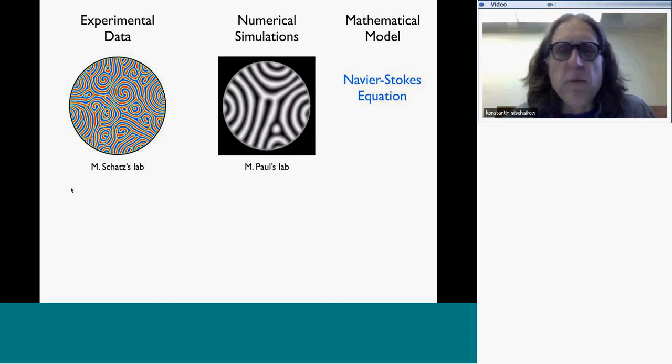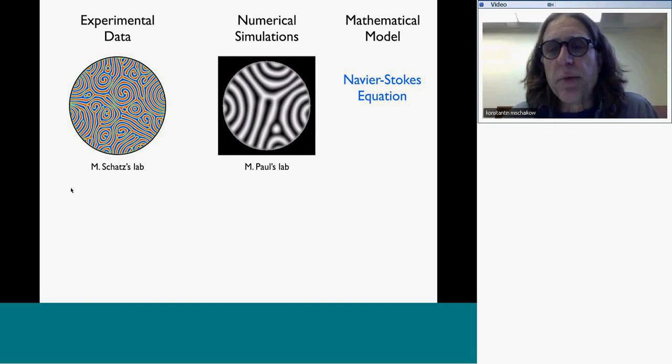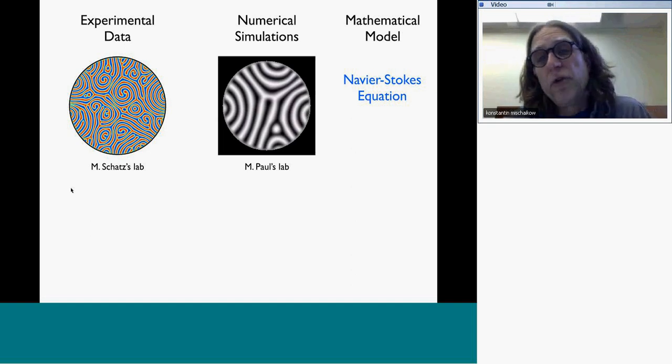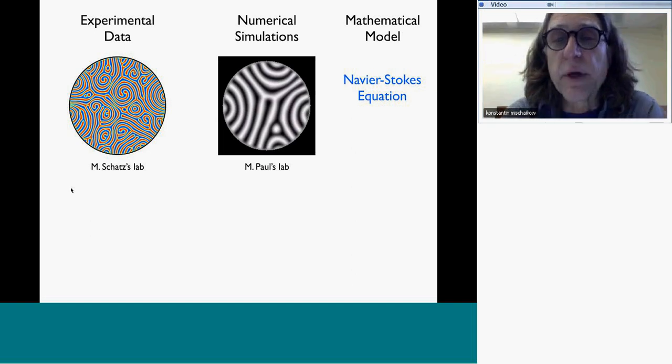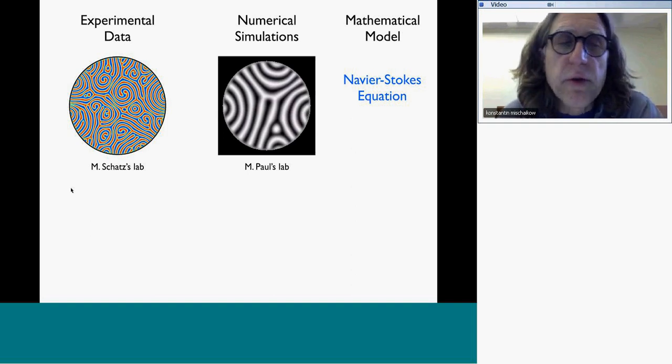Numerical simulations. This comes out of Mark Paul's lab. These are very large-scale 3D simulations. In order to somehow match the 3D numerical simulations to experimental data, what Mark just shows us is the mid-plane, a two-dimensional slice of the full three-dimensional computation that's being done, because it's all that we can get out of Mike's experiment. And the question is, are we, from the experiments, seeing the same thing that the numerics predicts, or vice versa, is the numerics doing a good job of predicting what the experiment is doing?